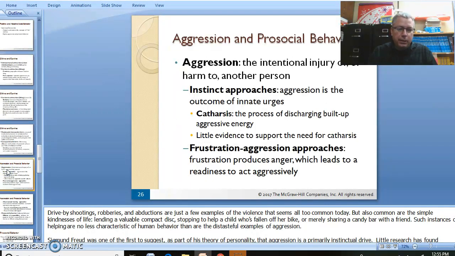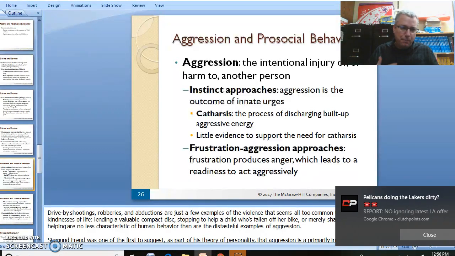All right. Aggression is the intent to injure or to harm another person. It could be a verbal aggression. It usually comes out of anger, maybe a catharsis, a discharge of built-up aggression. Frustration-aggression principle. Frustration produces anger, leads to readiness. When we get frustrated, we like to attack, to go after other people who are making us frustrated.